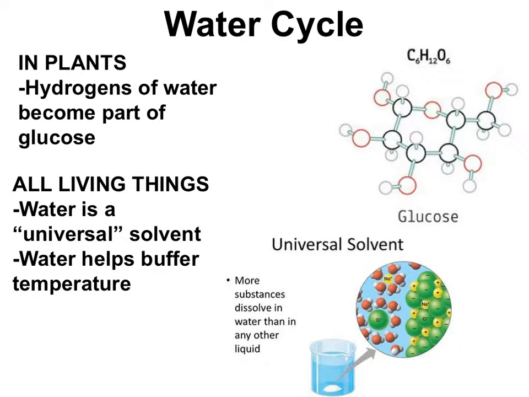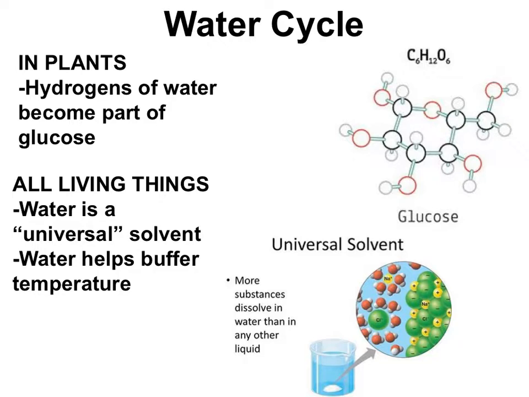In plants, the hydrogens of water actually are torn away from the oxygens in water during photosynthesis. And then the hydrogens become part of glucose, C6H12O6. Those H12s are from water. And then the oxygens of water are just released into the atmosphere.